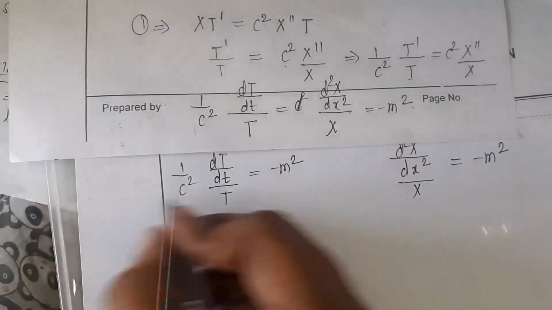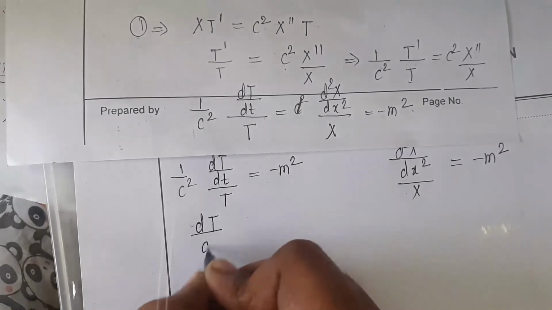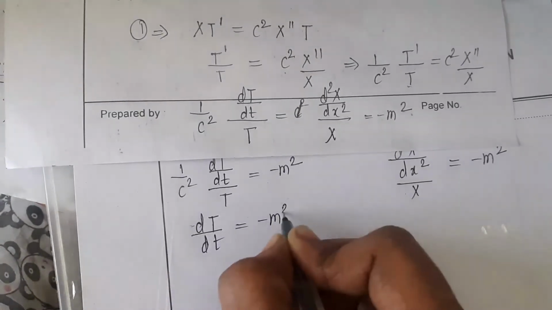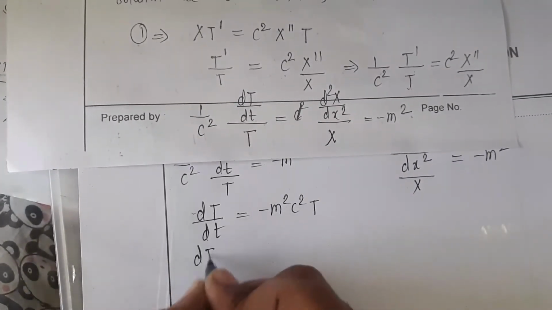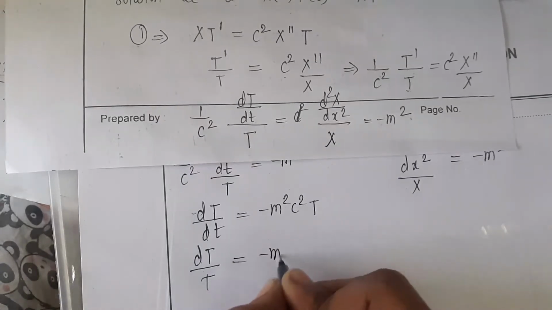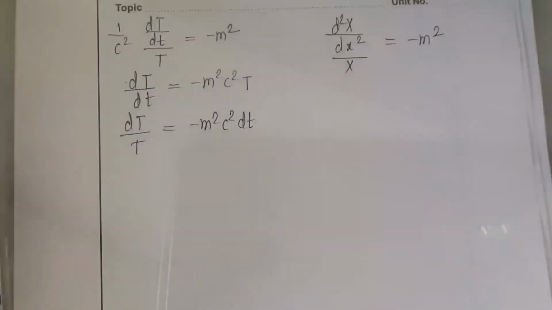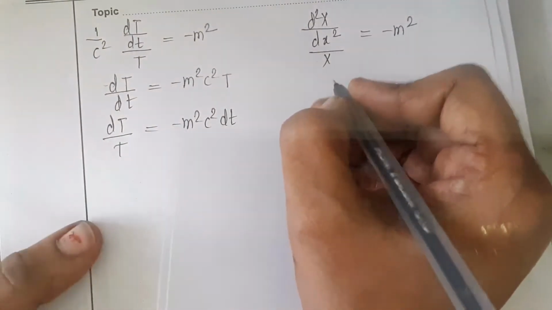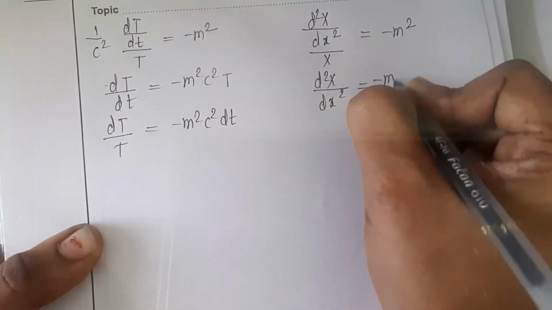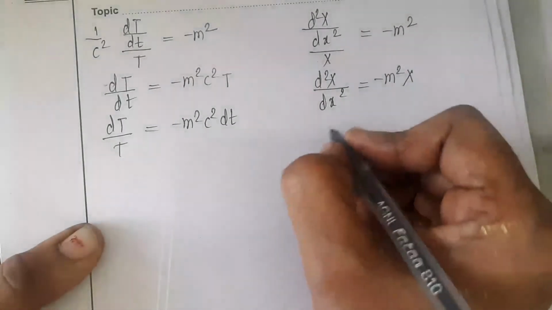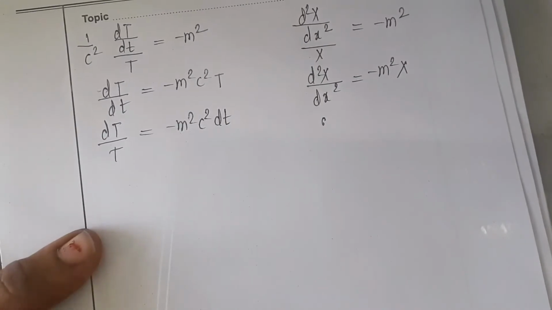So these two equations we obtained. We can write the first as dT by dt equal to minus m squared c squared T, and separating the variables, dT by T is equal to minus m squared c squared into dt. Similarly for the second part, d2X by dx squared is equal to minus m squared into X. Again we separate the variables, or we can write the derivative directly.